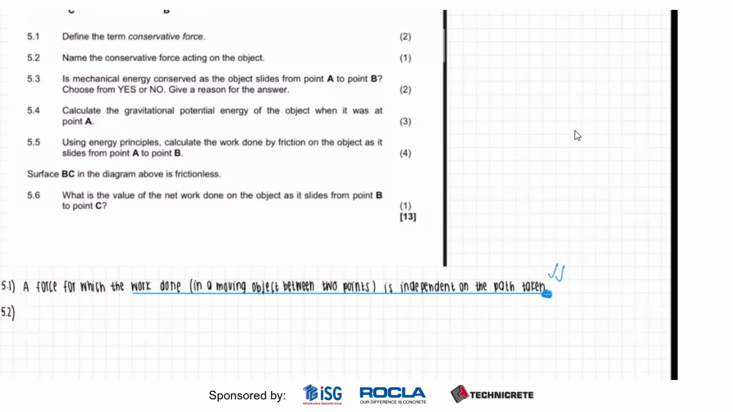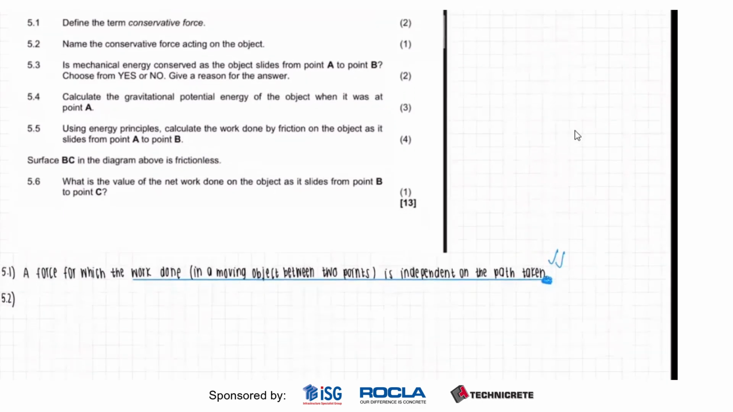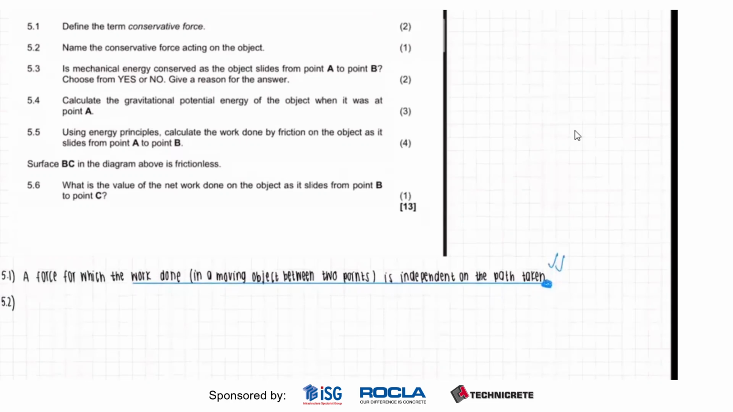There are quite a few examples of conservative forces, but we'll go into that in the next question. And then obviously a non-conservative force is a force for which the work done in moving an object between 2 points is dependent on the path taken. So going on to 5.2, name the conservative force acting on the object.